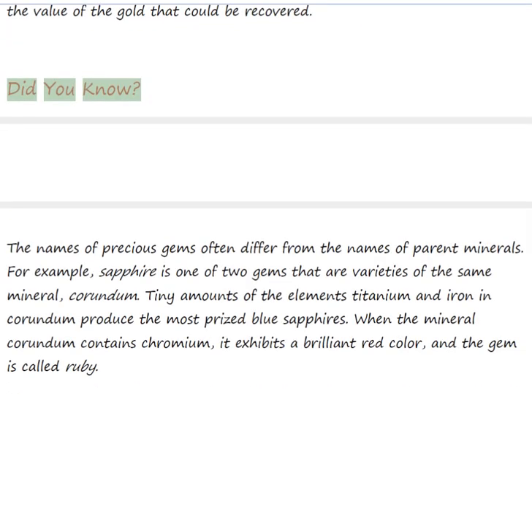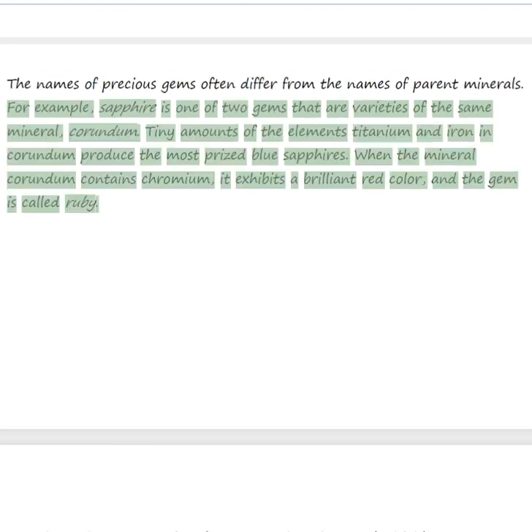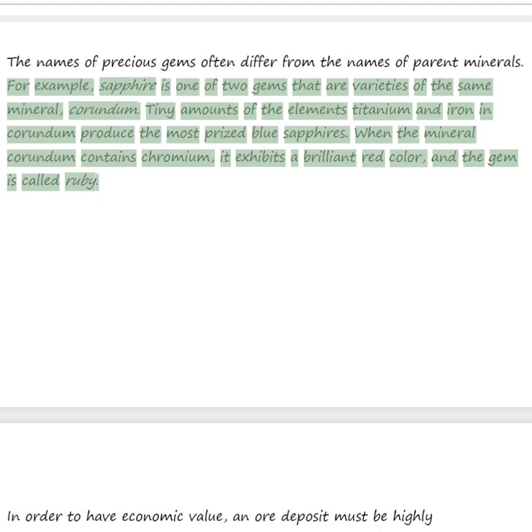Did you know? The names of precious gems often differ from the names of parent minerals. For example, sapphire is one of 2 gems that are varieties of the same mineral, corundum. Tiny amounts of the elements titanium and iron in corundum produce the most prized blue sapphires. When the mineral corundum contains chromium, it exhibits a brilliant red color, and the gem is called ruby.